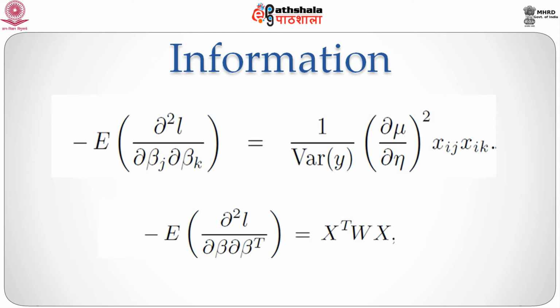The information matrix similarly can be simplified. So minus of expectation del square L del beta j del beta k is equal to 1 over variance of y d mu d eta whole square into xij xik. If I combine the observations for the entire data set and I stack the equations for all the p parameters, it turns out that in matrix form, minus expectation del square L del beta del beta prime is equal to X prime W X. Again, I leave it as an exercise for you to find out the explicit form of the weight matrix W.